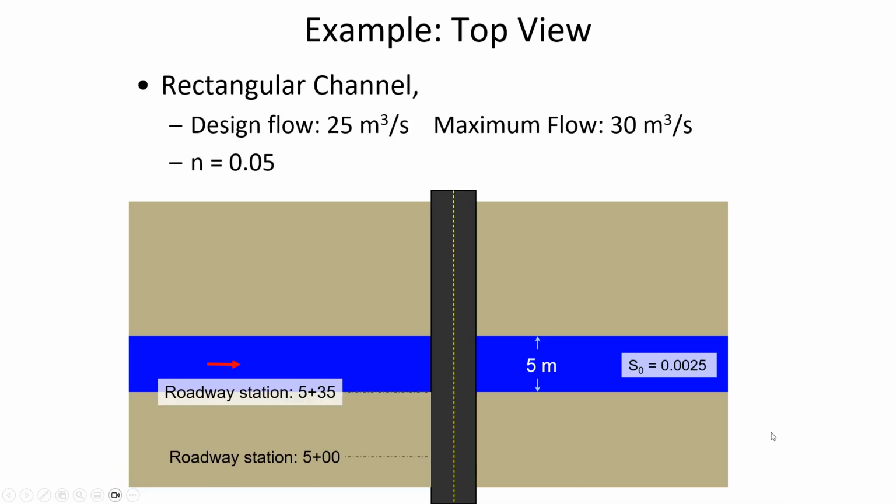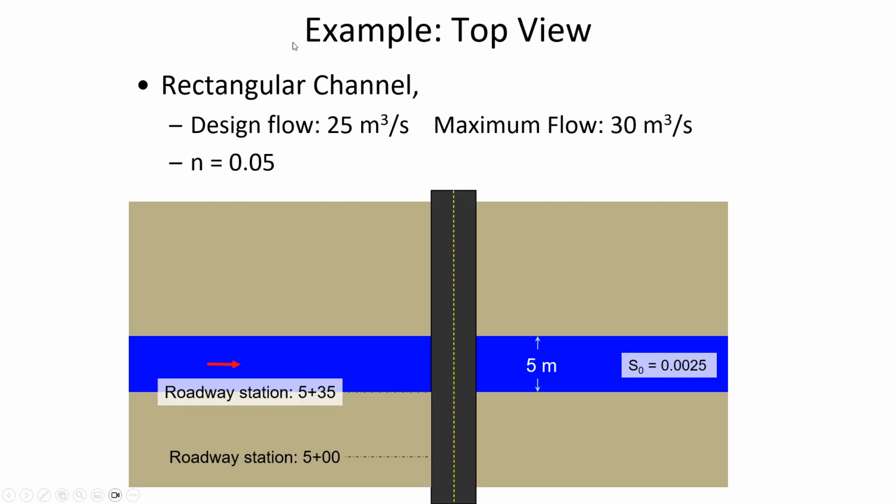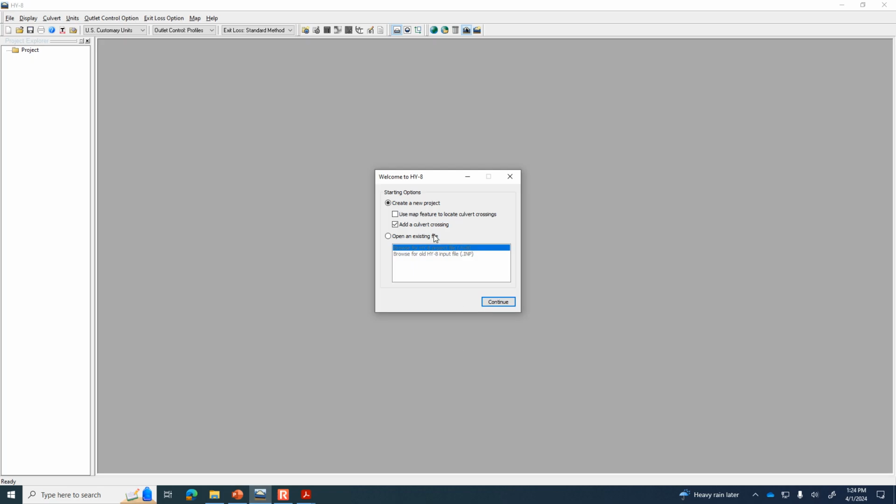Okay, so this example is asking for a design flow of 25 and a maximum flow of 30 cubic meters per second. Then is a 600 millimeter culvert going to be okay? Like, is that big enough for this flow rate? So let's see if we can get all of this put in. So here is HY8, create a new project, add a crossing.